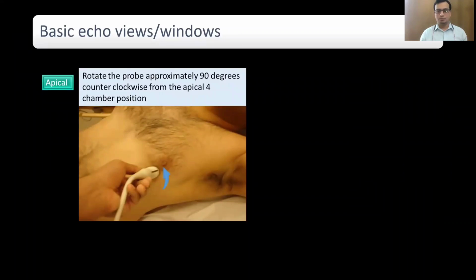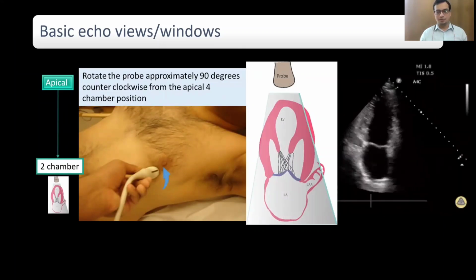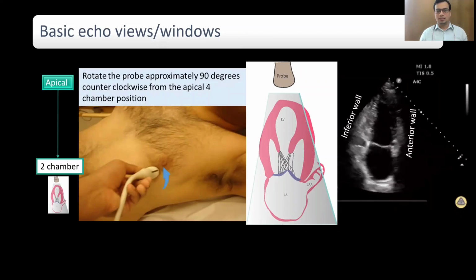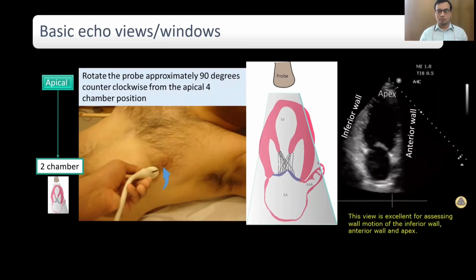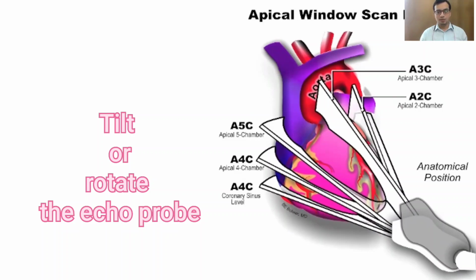If you rotate the probe approximately 90 degrees counterclockwise from the apical four-chamber view, you would get the apical two-chamber view. This view is excellent for assessing wall motion of the inferior wall, anterior wall, and apex. So any abnormality in the inferior wall, anterior wall or apex can be diagnosed here. This is a very important view in MI. Always remember that from the apical window, all chambers can be scanned tangentially by just tilting and rotating the probe, and this requires expertise. Apical four-chamber is the easiest and the most accessible view in the apical region.